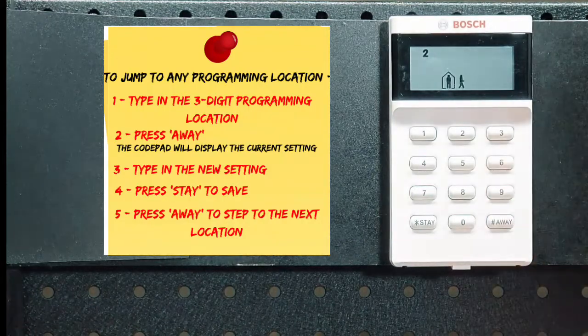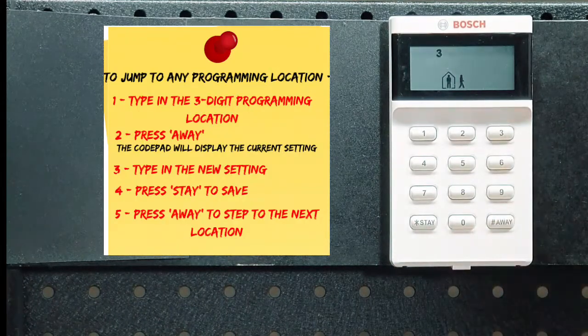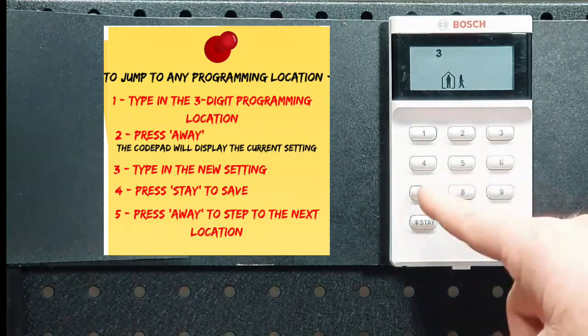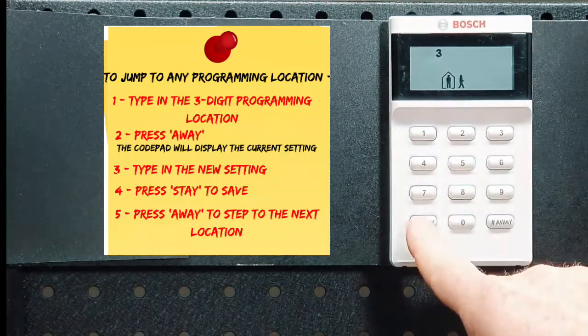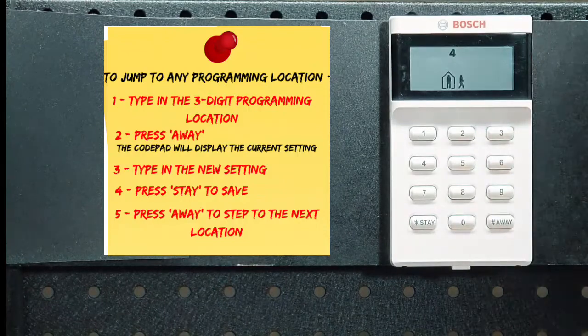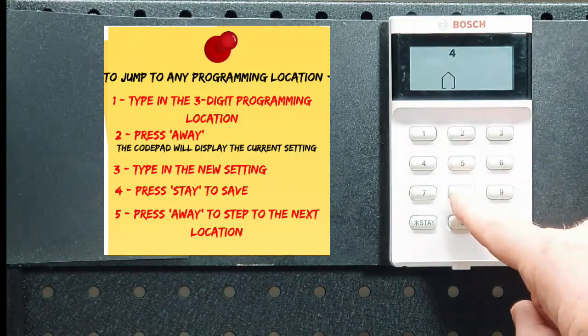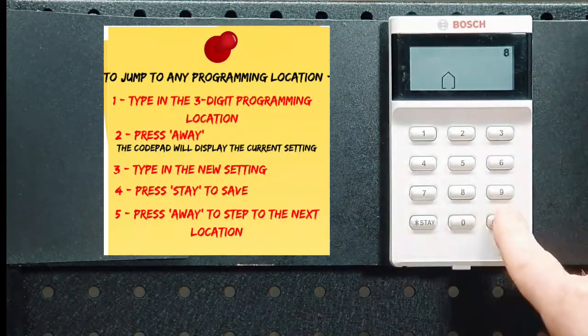So I press 6 and save it with the stay button. I step to 183 by pressing away. I'm going to change the third digit to a 7 and save it with the stay button. I step through to the next location by pressing away, and there's the fourth digit of the installer code. I'm changing that to an 8. So I enter the new value, save it, and step.